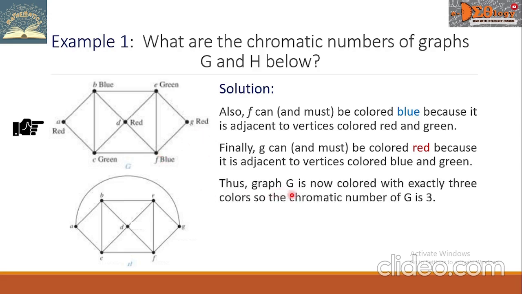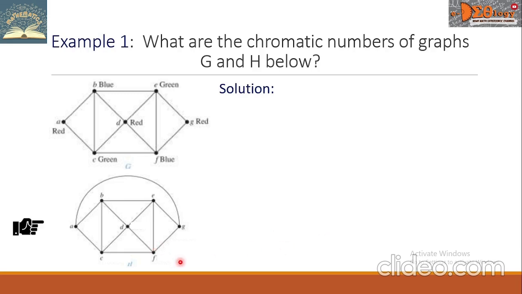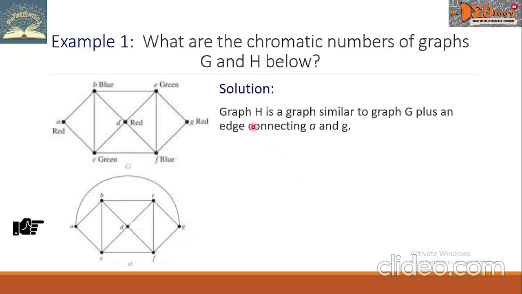Thus, graph G is now colored with exactly 3 colors. So, the chromatic number of G is 3. In symbol, we write chi of G equals 3. Now let's have the graph H. Graph H is a graph similar to graph G plus an edge connecting A and G. This is the edge.